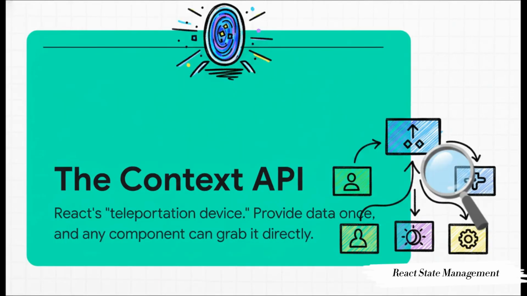Enter the Context API. I love this description. It's React's built-in teleportation device. Instead of drilling, you just wrap your app in what's called a provider, you put your data in there, and that's it. Any component, no matter how deep it is, can just reach up and grab that data directly. It's an absolute game changer for stuff like user info or app-wide themes.